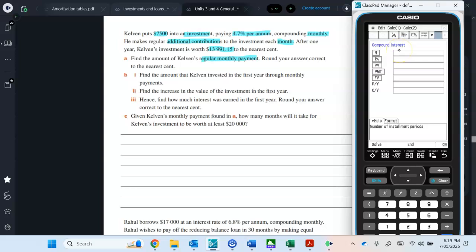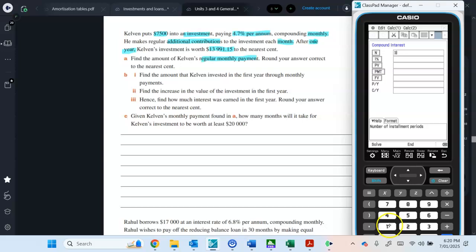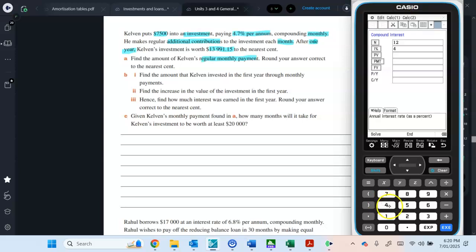All right, so we're finding, all right, what are we doing? How long after 1 year? All right, so I had to find out N, and that's important information. So after 1 year, we know what that future value is. All right, so we're going to start off with N is 12. Our interest rate, remember, it's your annual interest rate, so it's 4.7. The principal value is how much the investment is. And remember, it's money going into the bank, so it's going to be negative 7,500. Payment is what we're going to work out, so we'll leave that one blank for now.